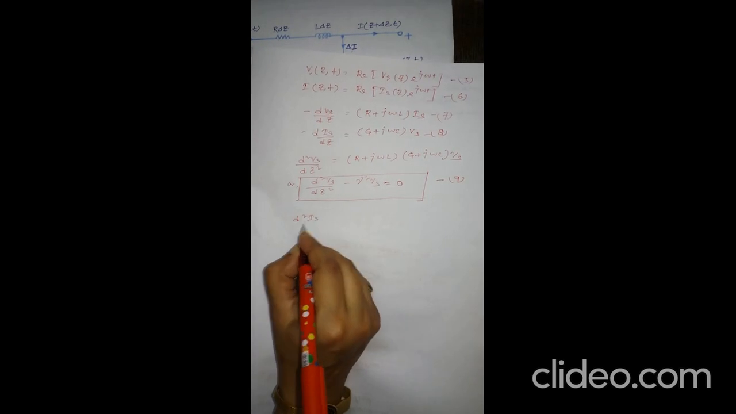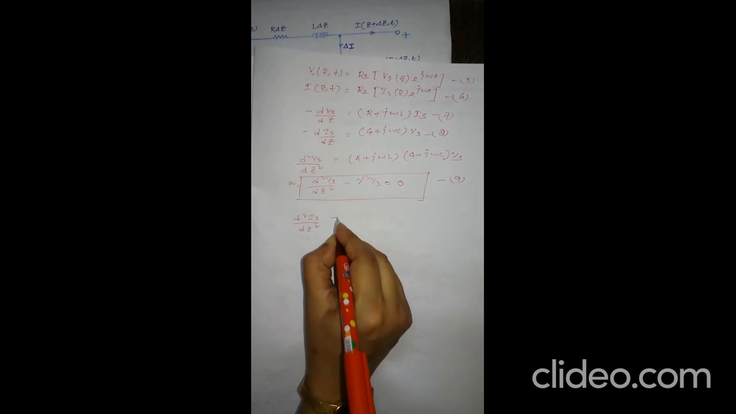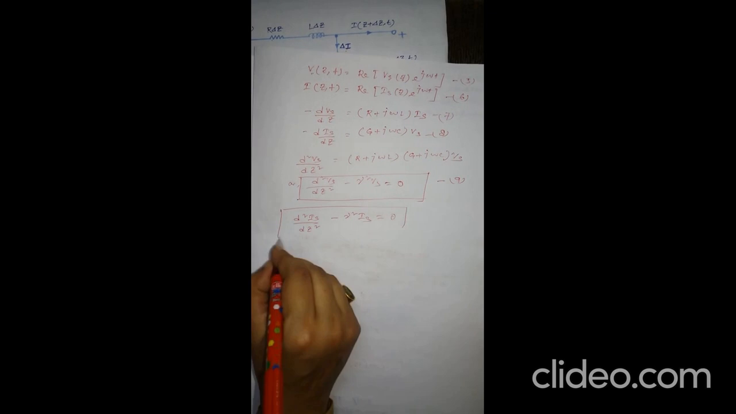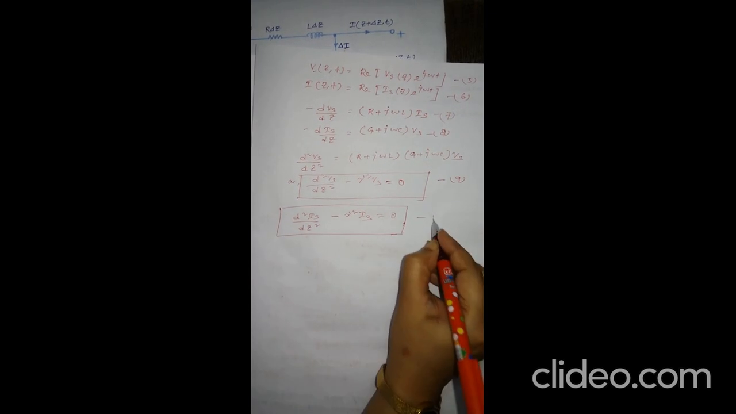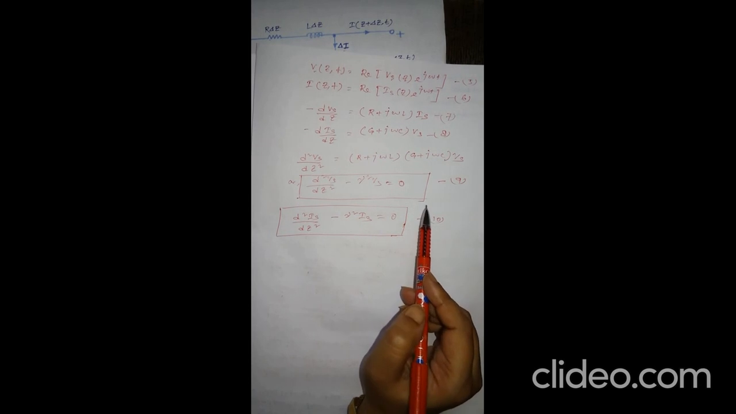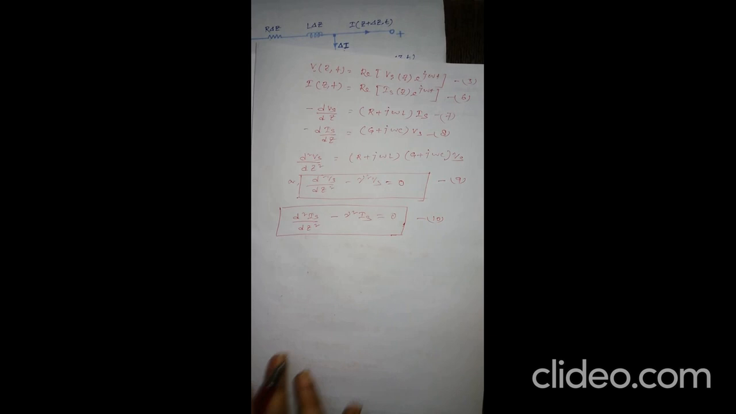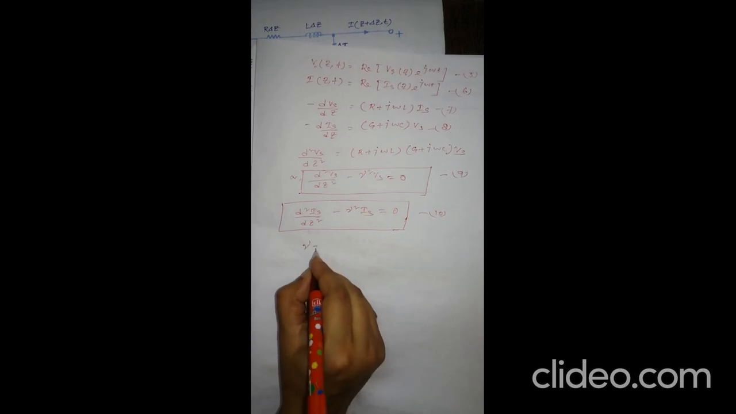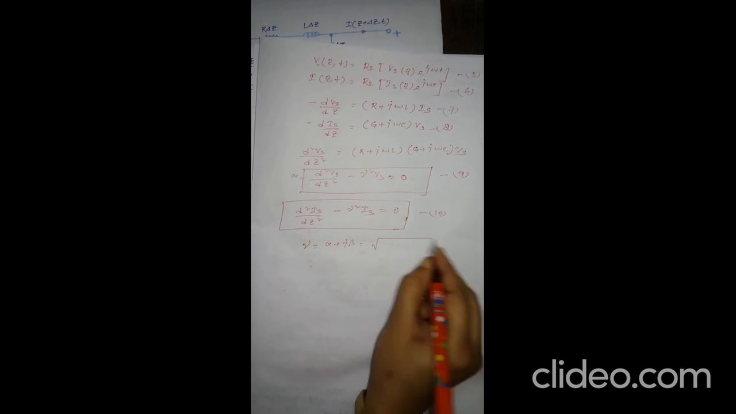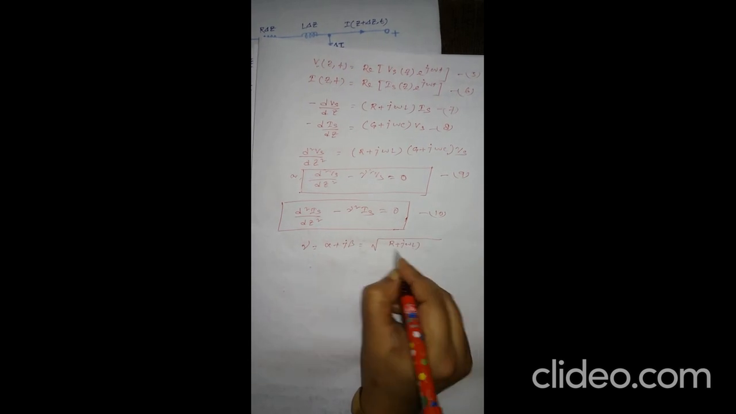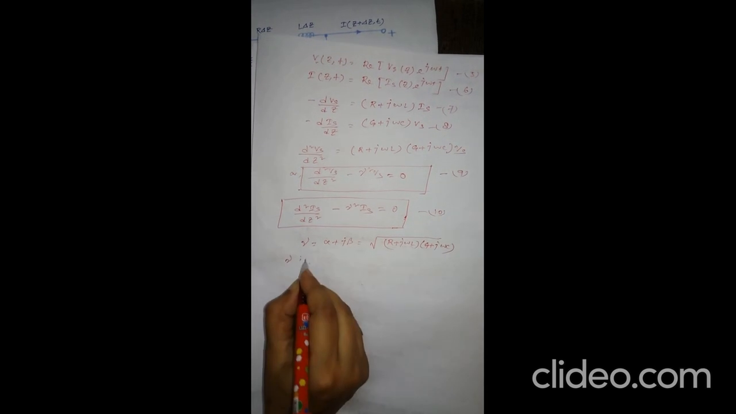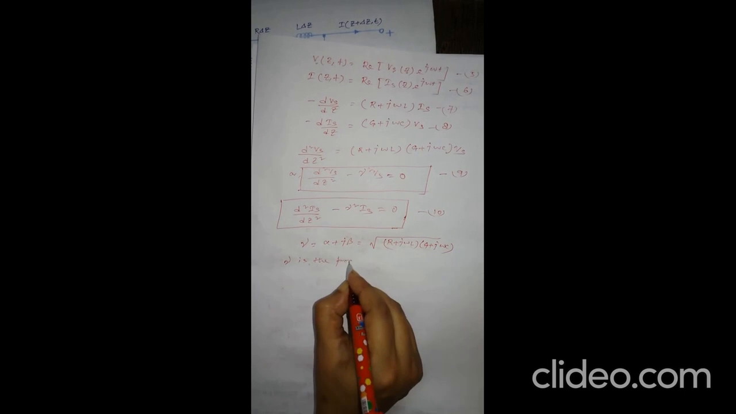Now the second derivative of Is, d square Is by dz square, similarly equals gamma square Is. This is equation 10. These two equations, 9 and 10, are the wave equations for voltage and current. Now we write gamma, the propagation constant, as alpha plus j beta, equal to the square root of (R plus j omega L)(G plus j omega C), where gamma is the propagation constant.